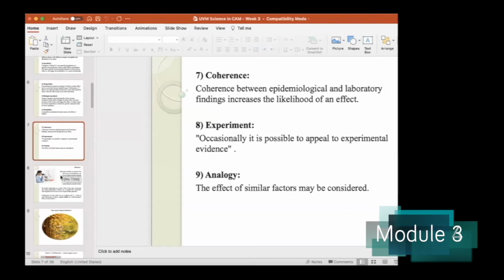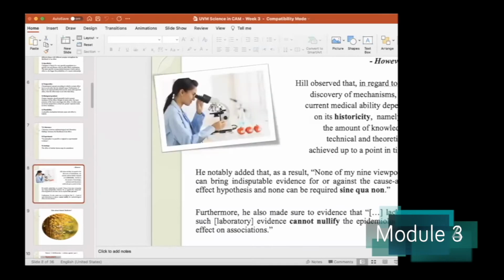Now we will delve right into alternative medicine, and we'll see what it is all about. So let's begin with the first slide. The first slide links those 9 parameters with what we observe in alternative medicine. He'll observe that in regard to the discovery of mechanisms, our current medical ability depends on its historicity.